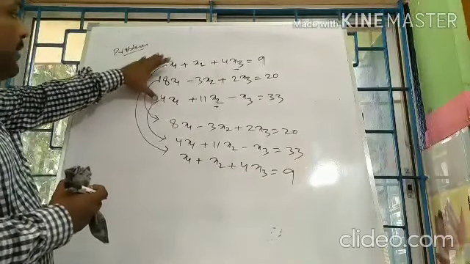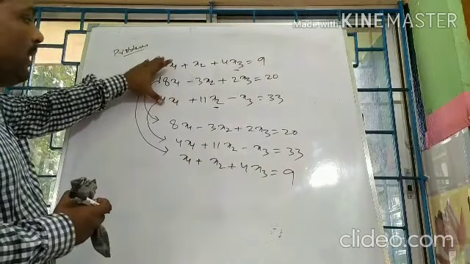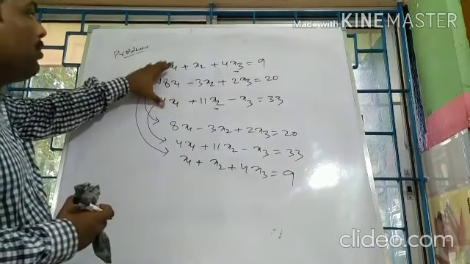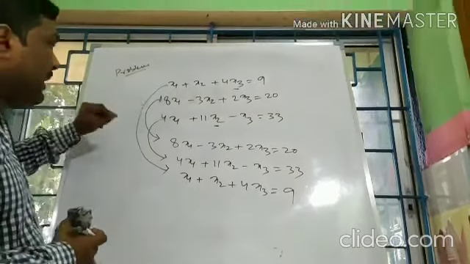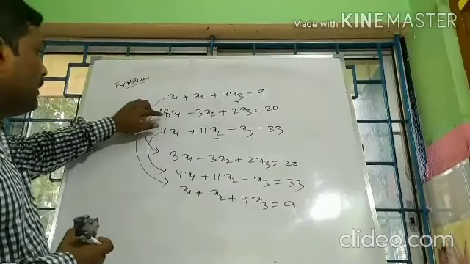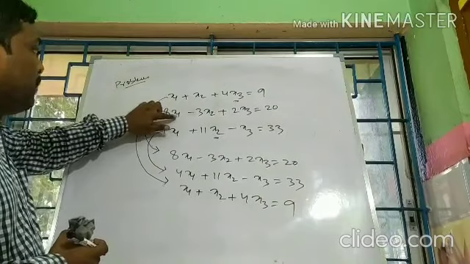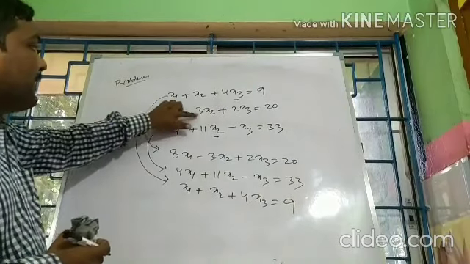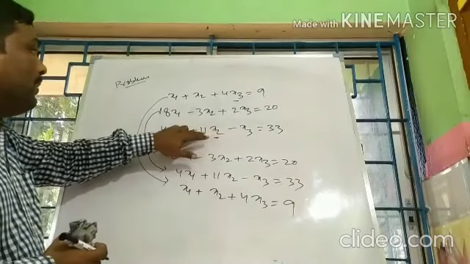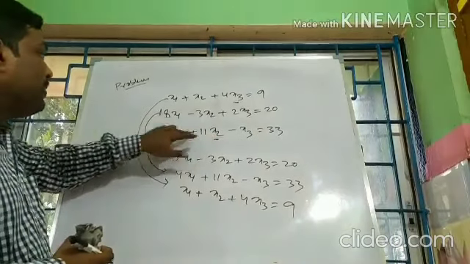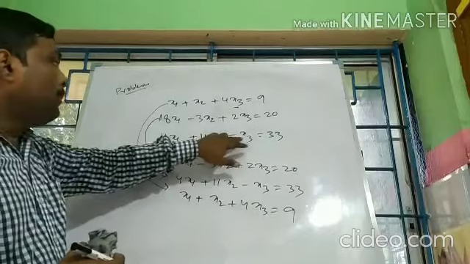So this system of equations is not diagonally dominant. We have to rearrange this system of equations into diagonally dominant form. First consider the second equation, where the coefficient of x1 is 8, which is greater than mod 3 plus mod 2. Here the coefficient of x2 is 11, which is greater than mod 4 plus mod minus 1.